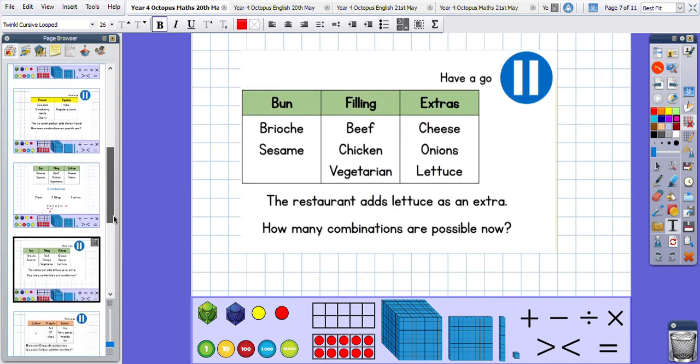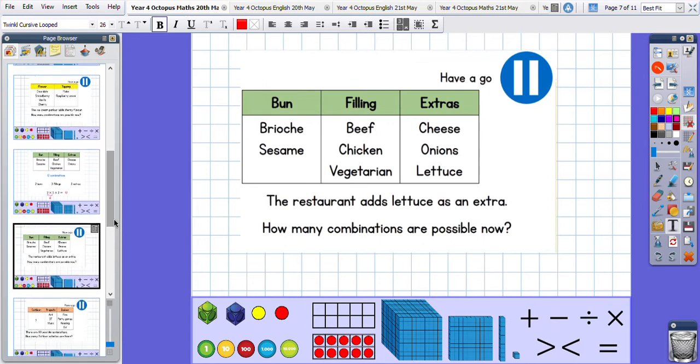So 6 times 2 is 12. So have a go yourself now. The restaurant adds lettuce as another extra. How many combinations are possible now? So how would we find out how many combinations there are rather than writing them all?